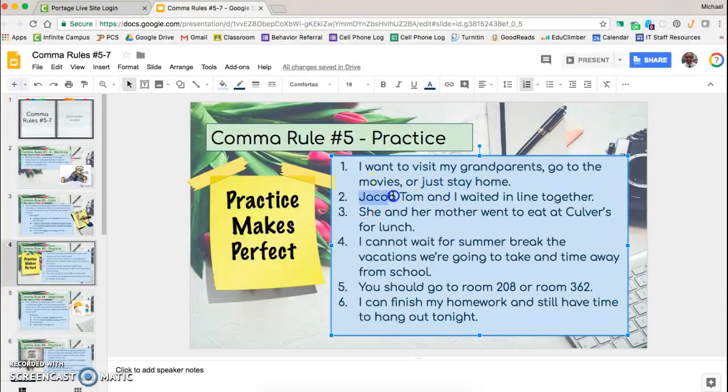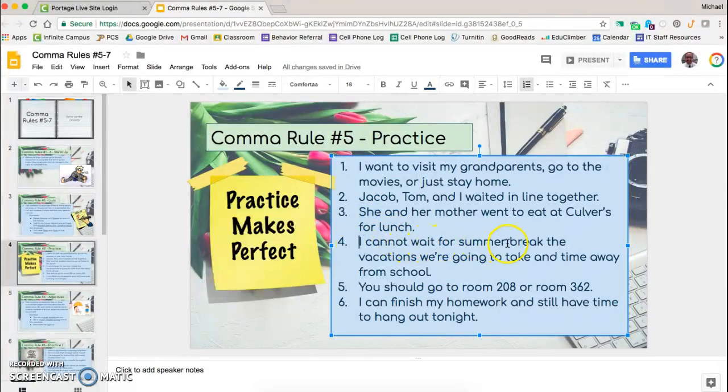In the next one we have Jacob, Tom, and I. So we have 3 people. So since there are 3 items in our list, we will put commas between each item. Again, this comma goes before the word and, not after. She and her mother went to eat at Culver's for lunch. Now we only have 2 people in the list, she and her mother, so you do not do anything with this one. You don't put a comma here because there are only 2 people in the list.